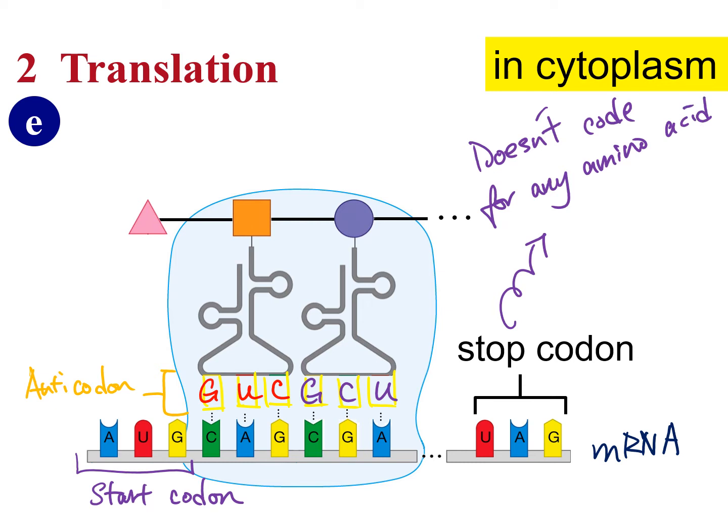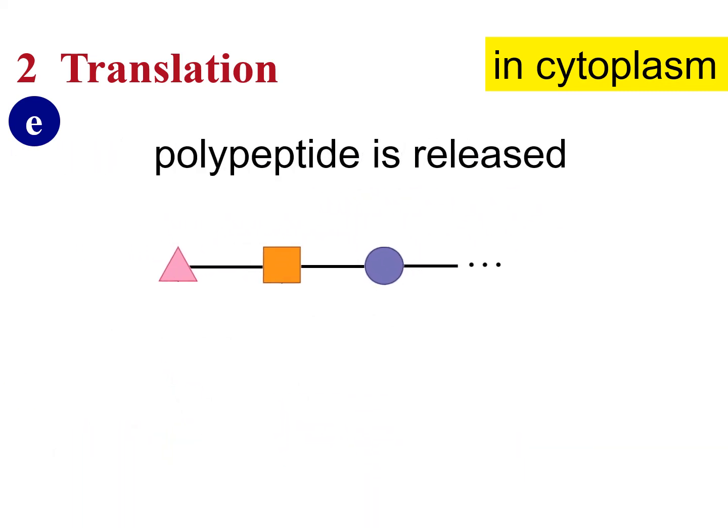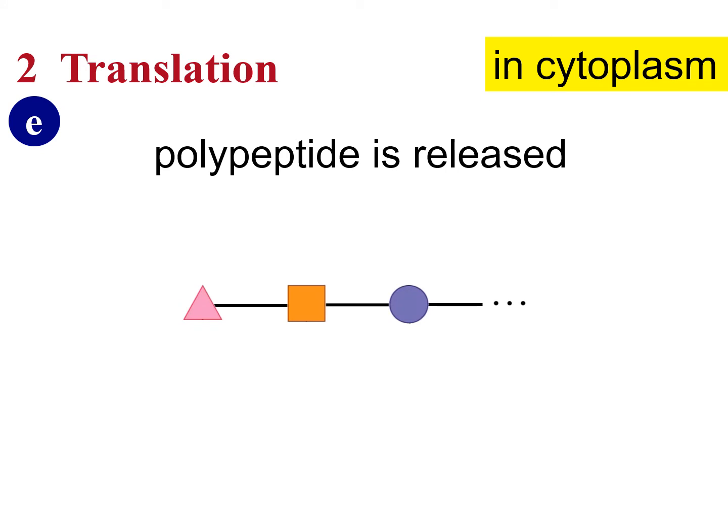This stop codon does not complementarily match with any tRNA. There is no tRNA which carries any amino acid to join with the UAG codon. So we call this a stop codon. Now, if there is no amino acid joining with the stop codon, this is going to be the ending site of the translation. After the ribosome reaches the stop codon, the polypeptide will be released.